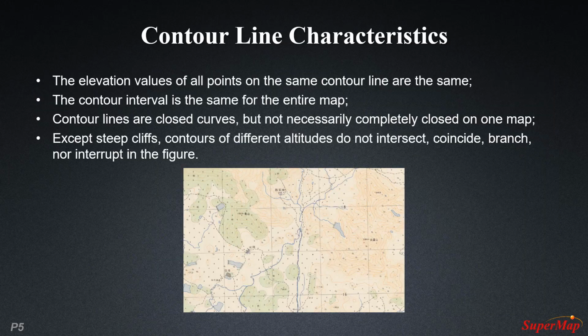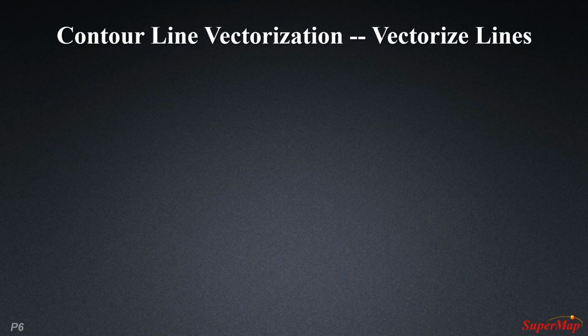So let's talk about what a contour line is and what its characteristics are. The elevation values of all points on the same contour line are generally going to be the same. The contour interval is the same for the entire map. Contour lines are closed curves, but it's not necessary that they will be completely closed on a single map. And this is true for all except steep cliffs. Contours of different altitudes do not intersect, coincide, branch, or interrupt in the figure.